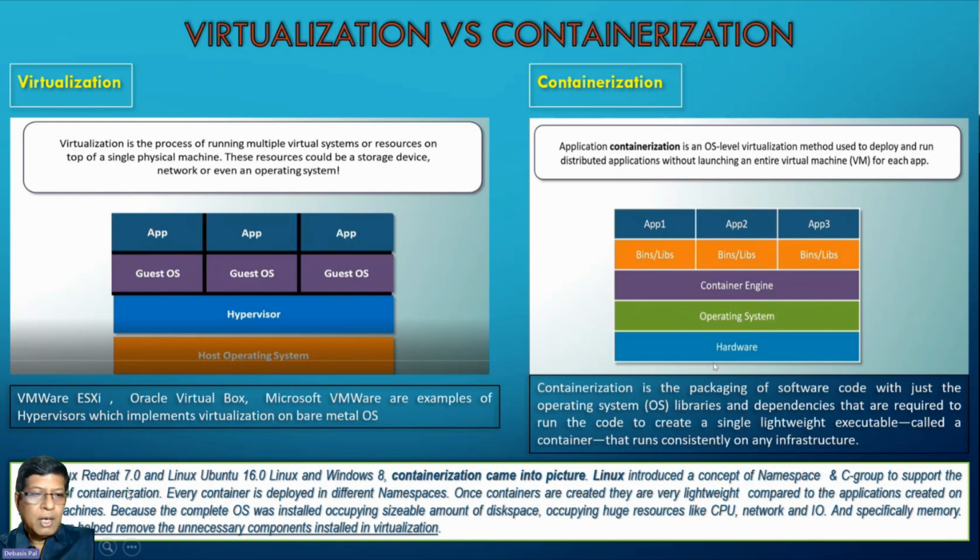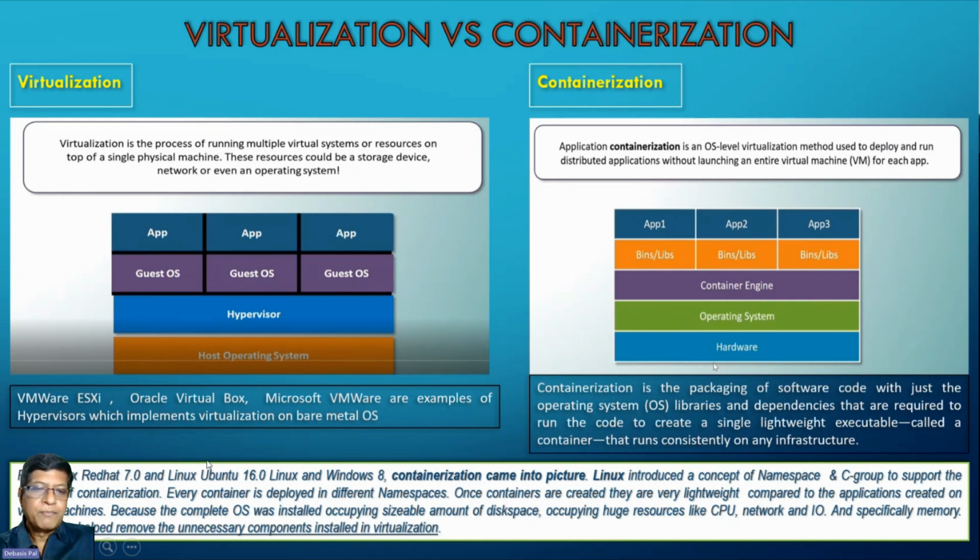So, whom do I credit this to? This virtualization, this containerization, whose brainchild is this? Linux, Red Hat. Red Hat Linux started with version 7.0 of Red Hat, and there is Ubuntu Linux. These are two very famous flavors of Linux, Red Hat and Ubuntu. They belong to two families.